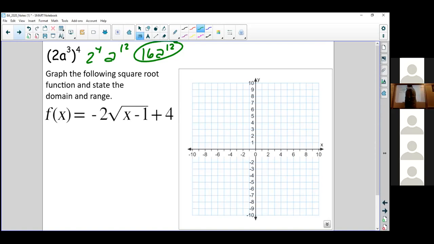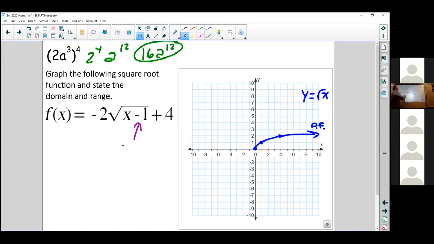All right, so this problem. Let me do this. I'm going to graph the parent function real quick. This is what the parent function is going to look like. I'm going to call that the parent function. So let's see what's going to happen to this parent function. Remember, the parent function is just this square root of x. Okay, that's the parent function. So let's see what's going to happen with this problem.